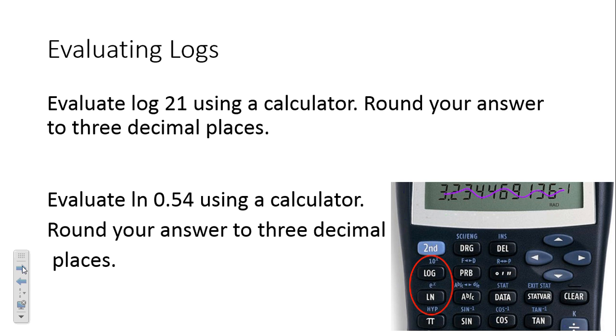1.322, to 3 decimal places. That means that if the log of 21 equals that, then 10 to the 1.322 power is equal to roughly 21.